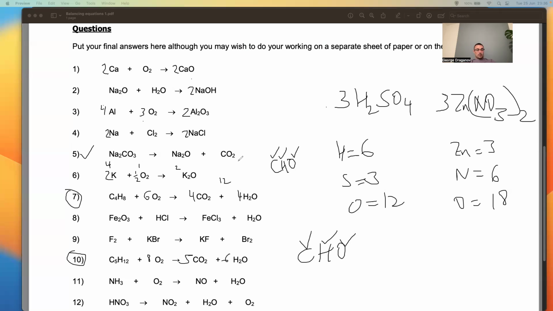Now, this topic requires a lot of practice. So my recommendation is that you practice on the worksheets attached in order to build up your speed and accuracy.